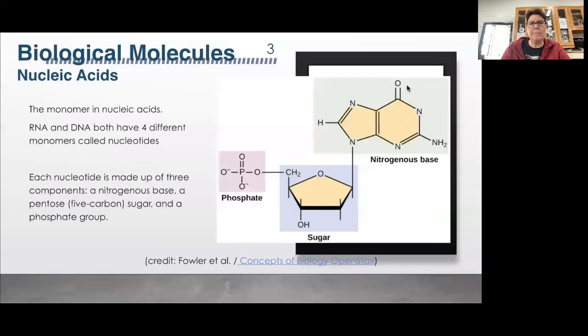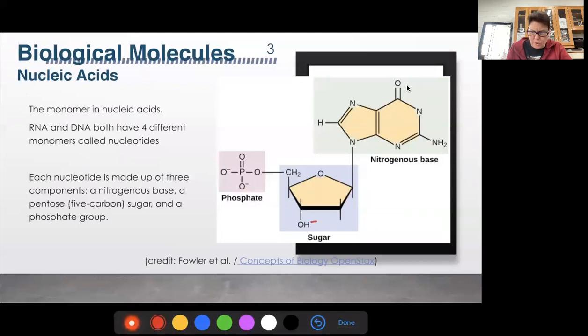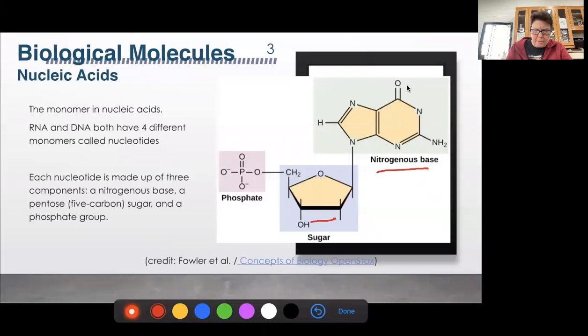So it is a monomer. That monomer is a nucleic acid. DNA and RNA have 4 different monomers called nucleotides. That nucleotide includes a sugar, a nitrogenous base, and a phosphate. It's this nitrogenous base that's different. We have 4 different nitrogenous bases in DNA and 4 in RNA. And you see all the nitrogen, which is why we call it a nitrogenous base.